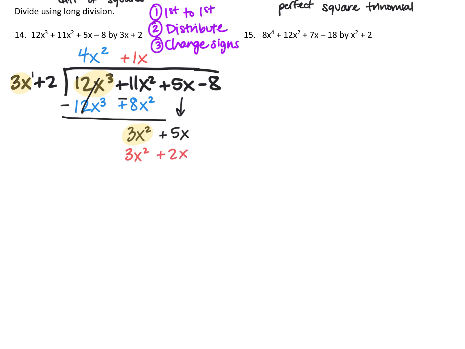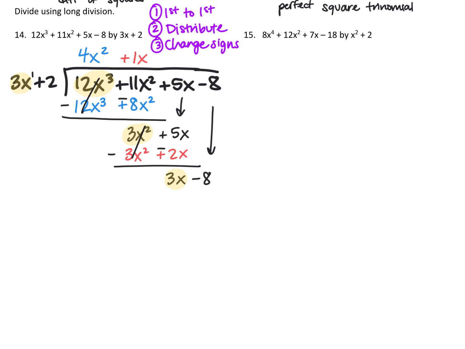Draw a line, change signs. The reason you're changing signs is because you're subtracting. These should cancel out, and then you're doing what's left. So 5x minus 2x, that's 3x, and bring down the next term. Again, please compare first to first. So 3x times what gets me 3x? Well, that would be 1.